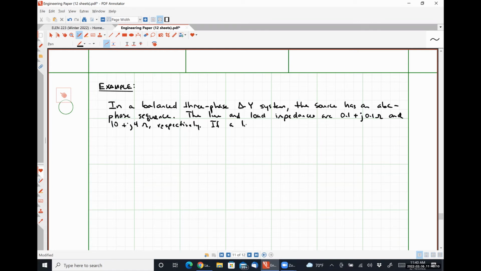If a line voltage at the source is VAB equal to 208 angle 0 degrees VRMS, determine the line voltages at what?